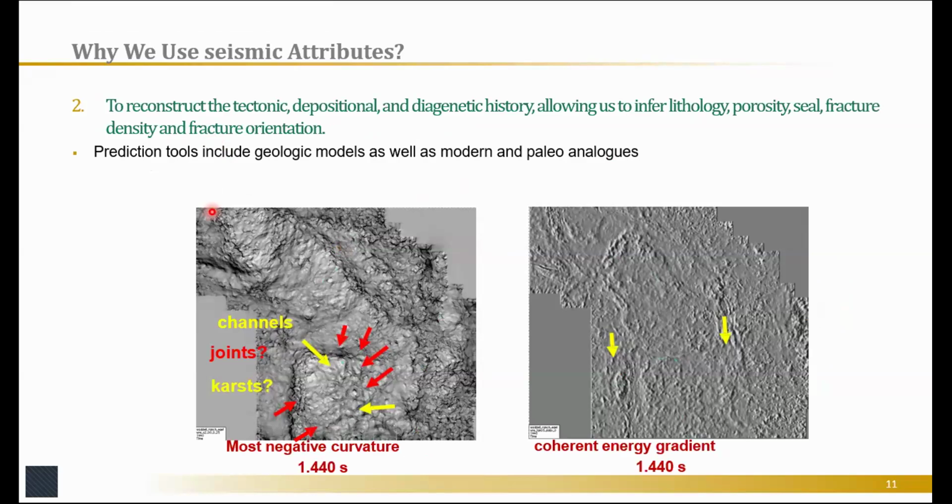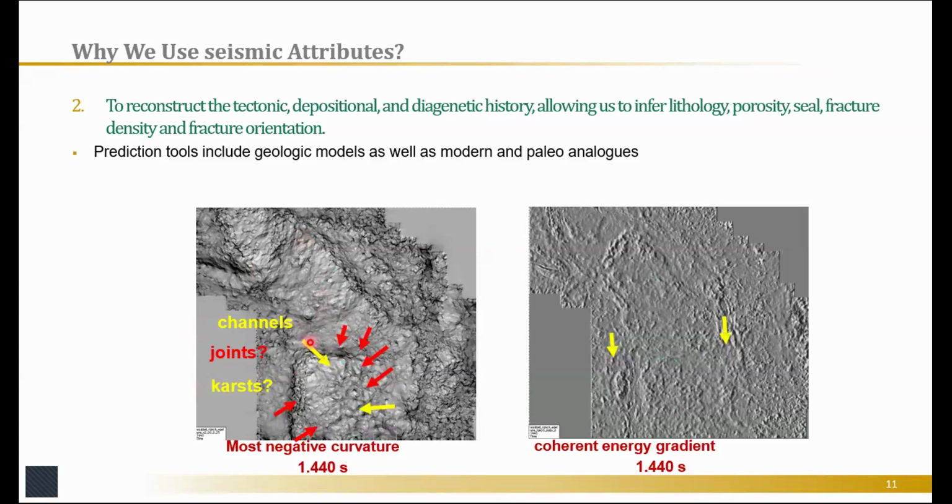Moving to the second reason, one of the reasons that we use seismic attributes is to identify the structures in your area, the direction of the trend of the structure, and also to infer some of the lithology, porosity, sometimes the fractures, and the fracture density from the attributes. You can also use this as a prediction tool to include the geologic model as well as the value analogs for your field.